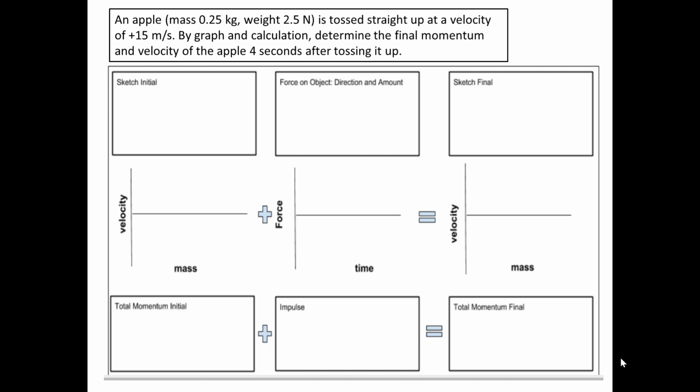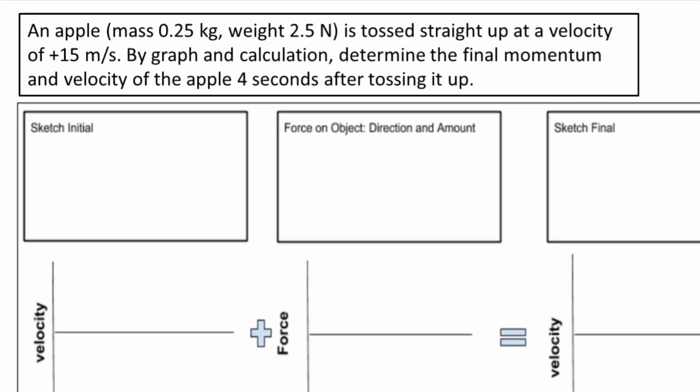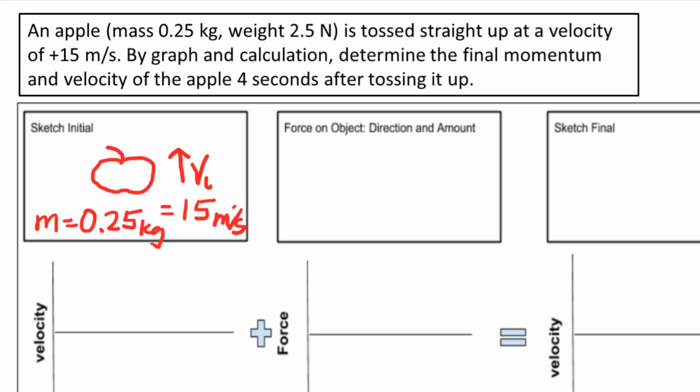Let's get started. In our situation we have an apple, a mass of 0.25 kilograms and a weight of 2.5 newtons, tossed straight up at a velocity of 15 meters per second. By graph and calculation, determine the final momentum and velocity of the apple 4 seconds after it's tossed up.